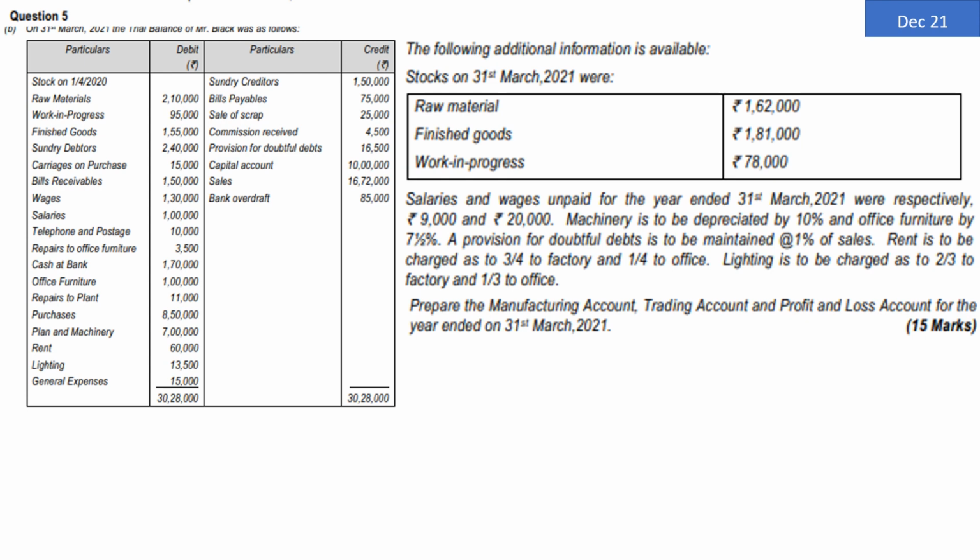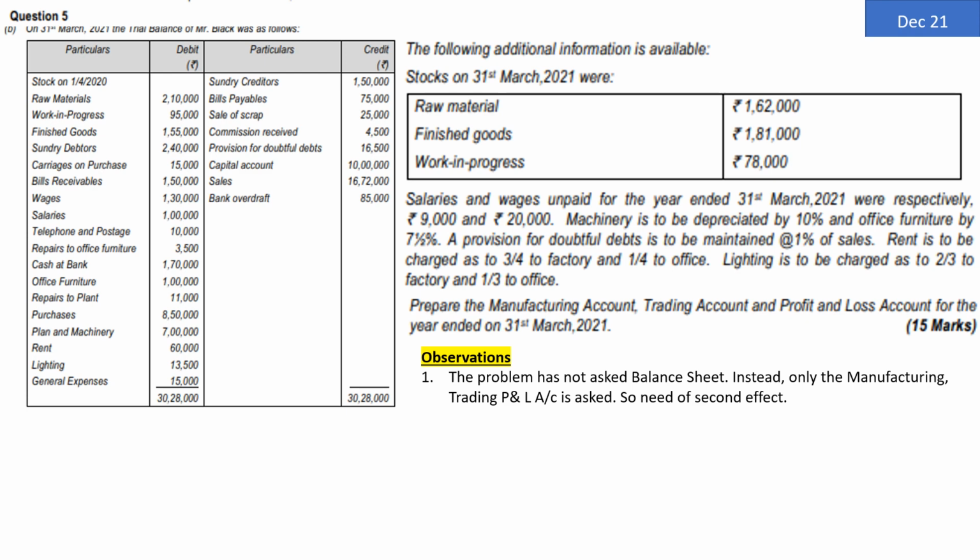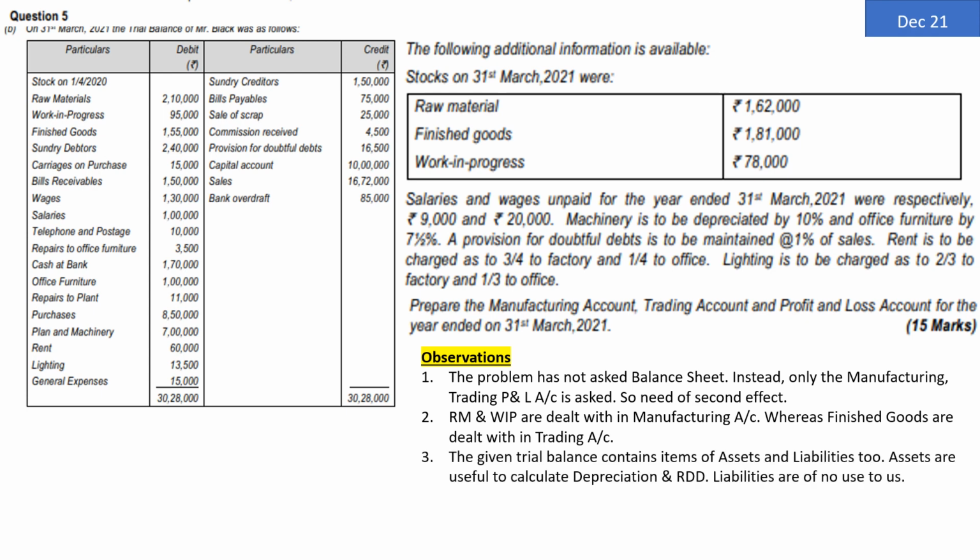Let us now consider the observations which will be necessary for the purpose of solving the problem properly. Now the first thing is the problem has not asked for a balance sheet. Instead, only the manufacturing, trading and profit and loss account is asked. So there is no need to give second effect. The raw material and WIP are dealt with in the manufacturing account, whereas the finished goods are dealt with in the trading account.